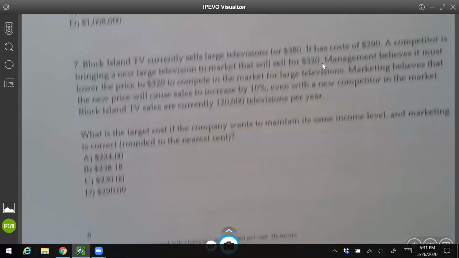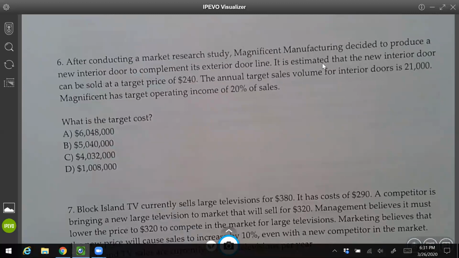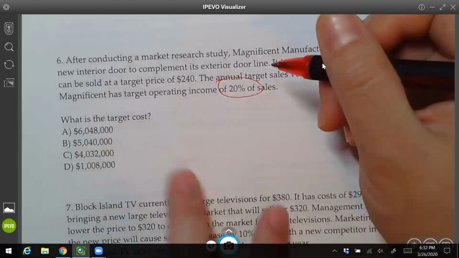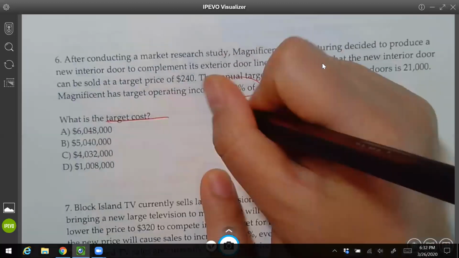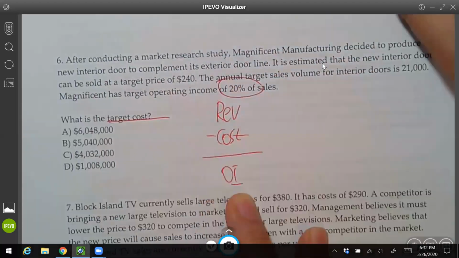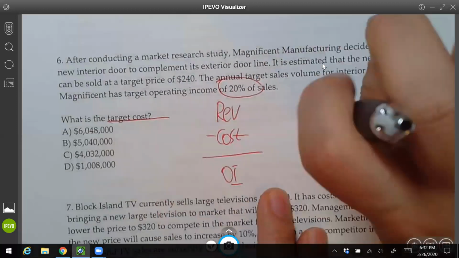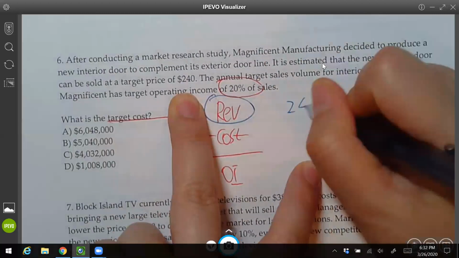Question 6. Let's see. After conducting market research, you decide the new product. Target operating income is 20% of sales. What's the target cost? Okay, so you have the revenue minus cost gives you operating income. But for the market-based approach, the market already decided the selling price for you. Selling price is 240 for each one.